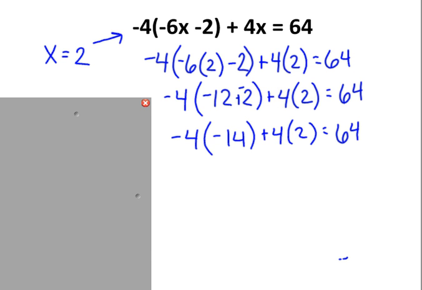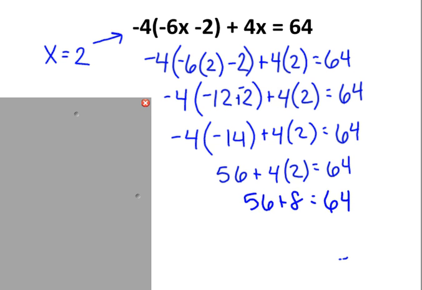-4 times -14 is equal to a positive 56. And I bring everything else down. 56 plus 8 equals 64. 64 equals 64. This means that my equation is balanced and my answer was correct.